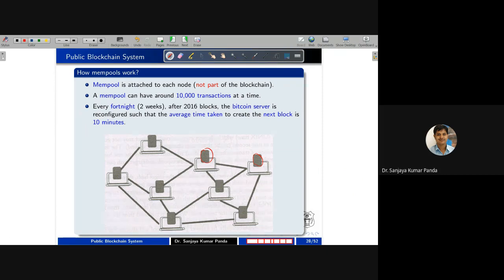And every fortnight, right? If you go for every fortnight, it means 2 weeks, right? After 2016 blocks, the Bitcoin server is reconfigured such that the average time taken to create the next block is 10 minutes. But if you go on chain, then the time will increase, right? So in order to avoid that, the server is reconfigured every 2 weeks.